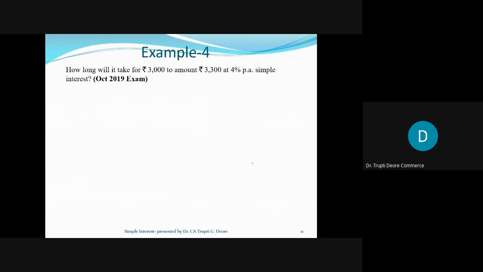Now next problem, write down this. How long will it take for rupees 3000 to amount to rupees 3300 at 4% per annum simple interest? So write down. Written?